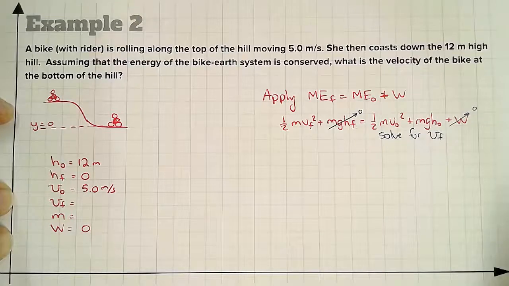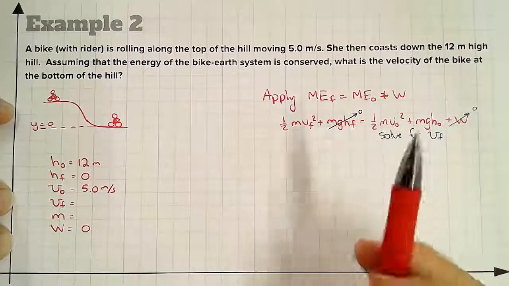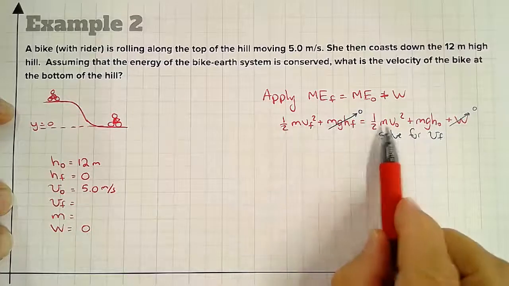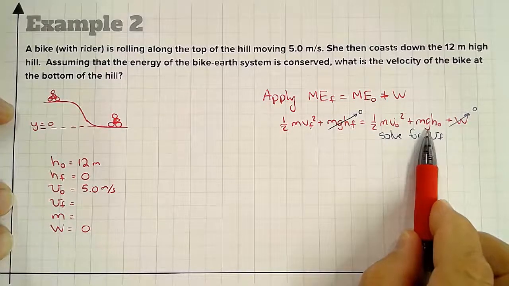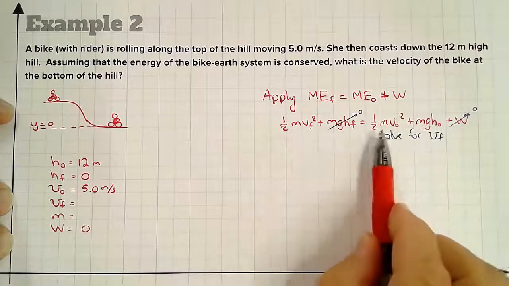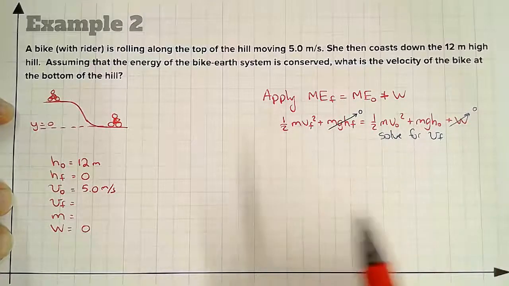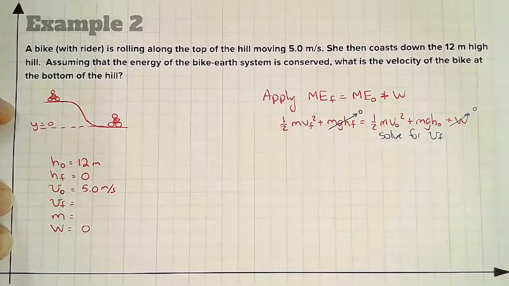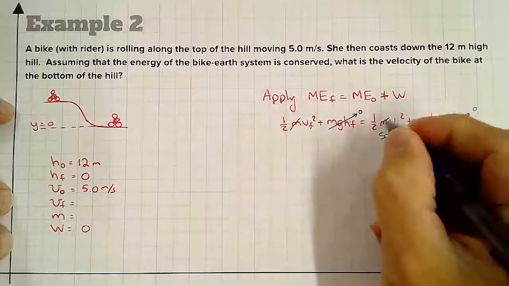Okay? So, to solve this for the final velocity, I'm going to do two things. First of all, I'm going to recognize that every single term that is remaining has a mass in it. If every term has a mass, I can factor it out of the left side and I can factor it out of the right side, and it will cancel. So the masses are going to cancel.